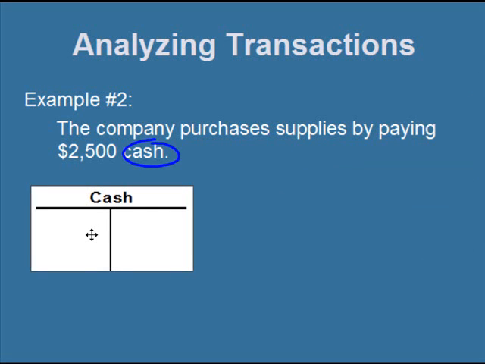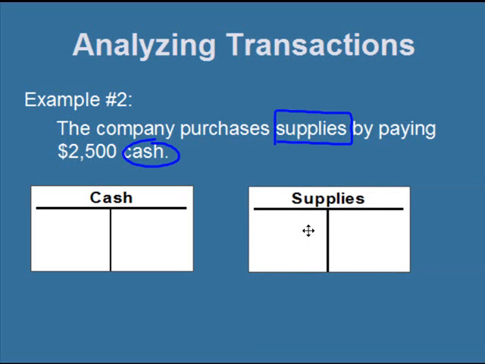And the other thing that this transaction is telling us is that we're purchasing supplies. So supplies is the other account that is going to change. We'll pull in the supplies T account. With T accounts, remember, debits are always on the left and credits are always on the right. Doesn't matter what type of account it is we're talking about. Debits are always on the left, credits are always on the right.